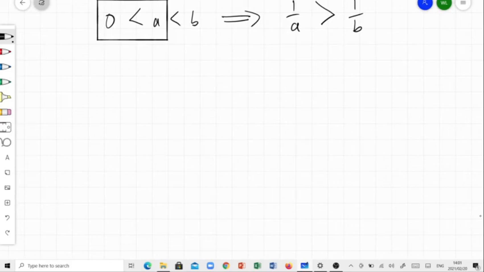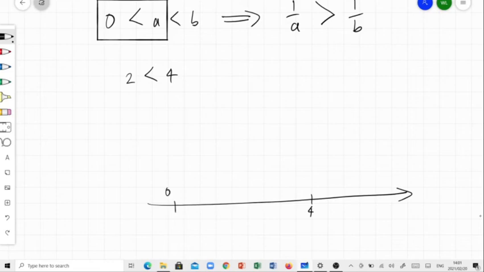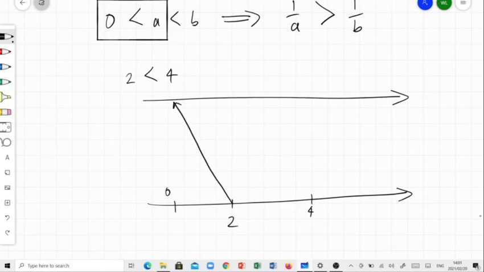Let me explain that with concrete numbers. Let's say 2 is dominated by 4. So in other words, 4 lies more to the right of 0 than 2. It's further away from the origin. That's why it lies more to the right of 2. Now, when I do the inverse operation, 2 will map into a half, which is something like here.